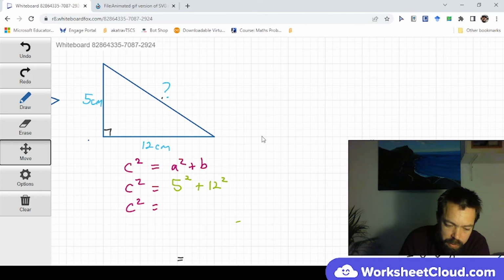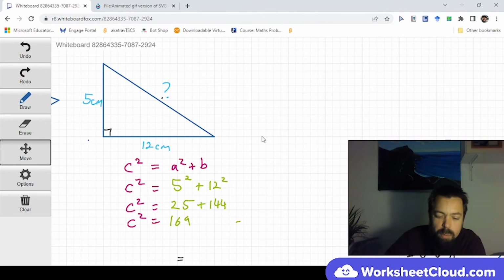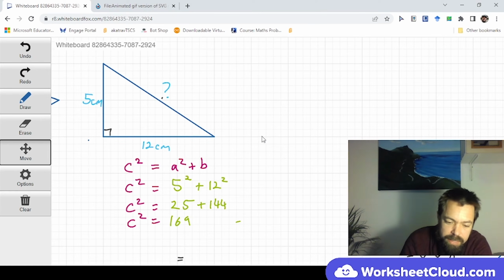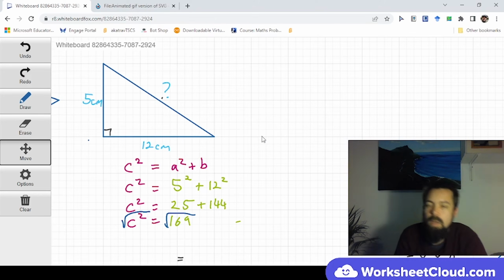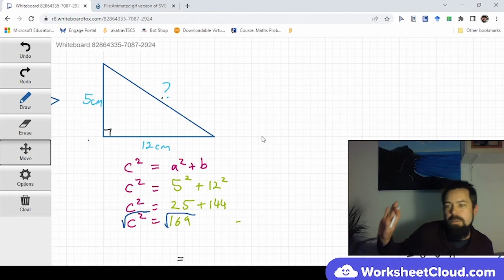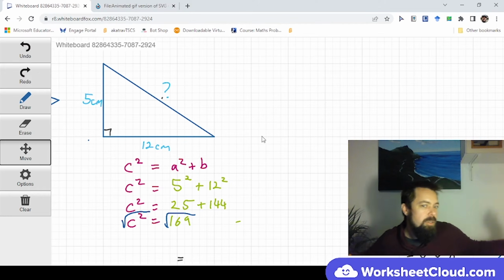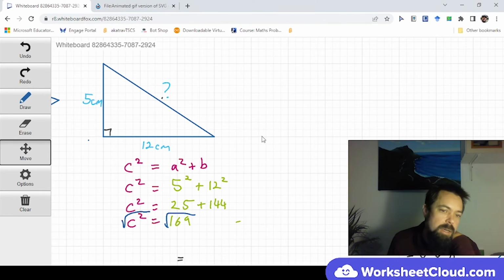c squared is equal to 25 plus 144, which is equal to 169. So c squared is equal to 169. And if I was looking for c squared, that would be useful. But I'm not looking for c squared, I'm looking for c. Because of that, I then have to take the square root of both sides, because what you do to the left, you do to the right. What you do to the right, you do to the left in an equation, because otherwise it's no longer equal.